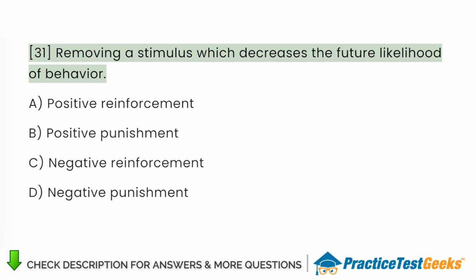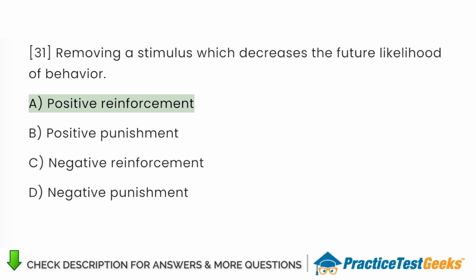Removing a stimulus which decreases the future likelihood of behavior. A. Positive reinforcement. B. Positive punishment. C. Negative reinforcement. D. Negative punishment.